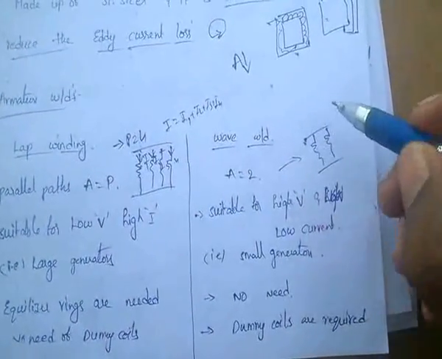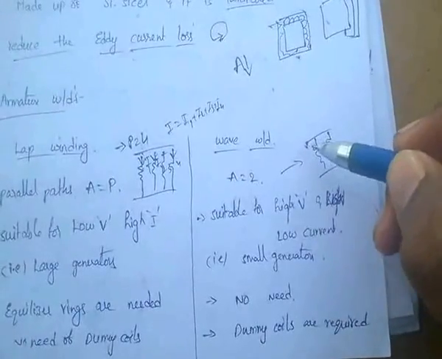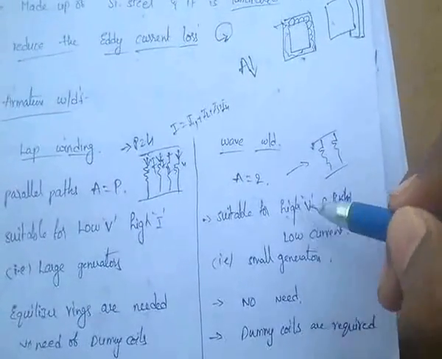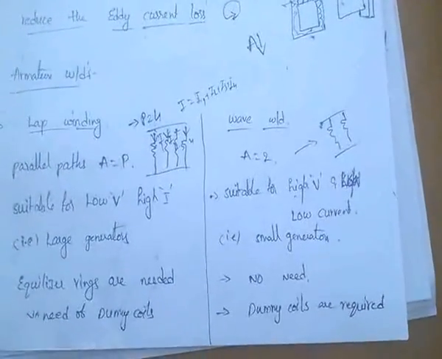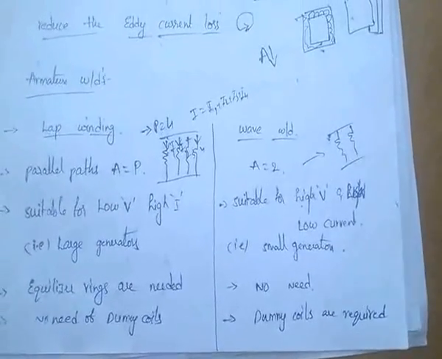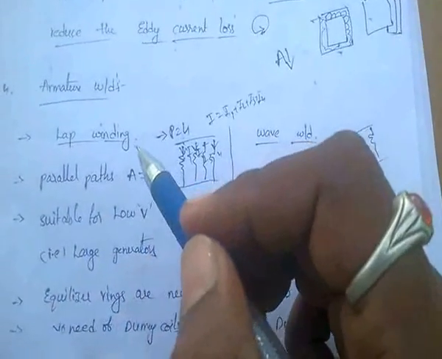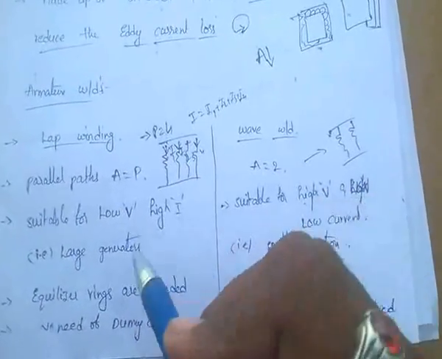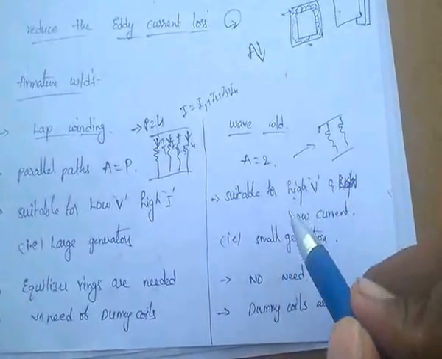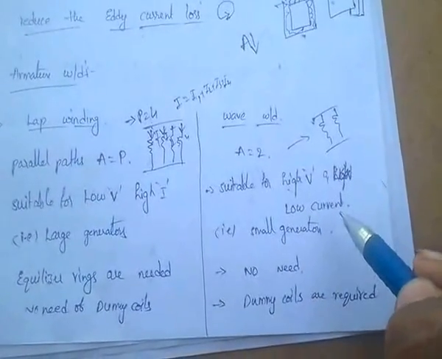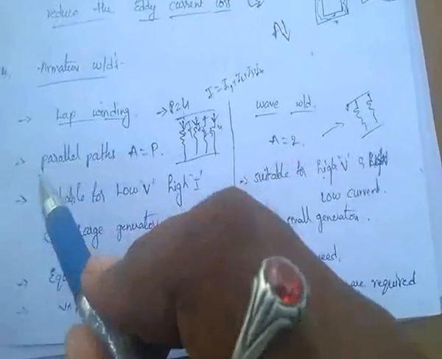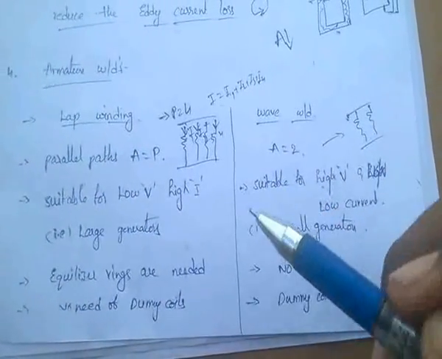And wave winding has only 2 parallel paths, so it is used for low current and high voltage generators. Very important bits: lap winding is suitable for low voltage and high current generators. Wave winding is suitable for high voltage and low current generators. Very, very important bits. Each and every line is very important for bits.